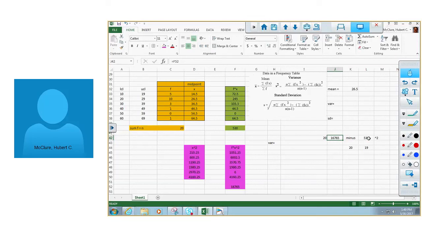Where? Right here, that's the results. That's F times X. You're talking about F times X in your magenta column. Yeah, that's the summation of all that. But it doesn't look right. Yeah, I brought it in from up here. Okay, it does. Never mind.